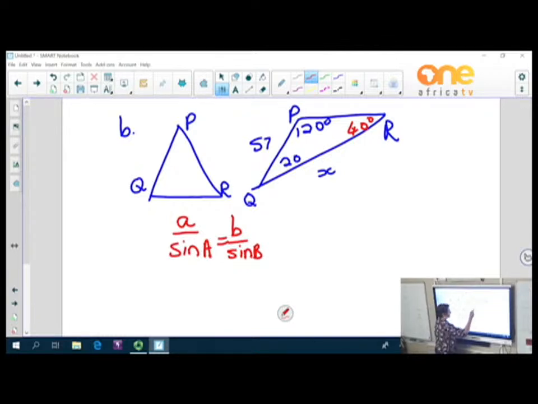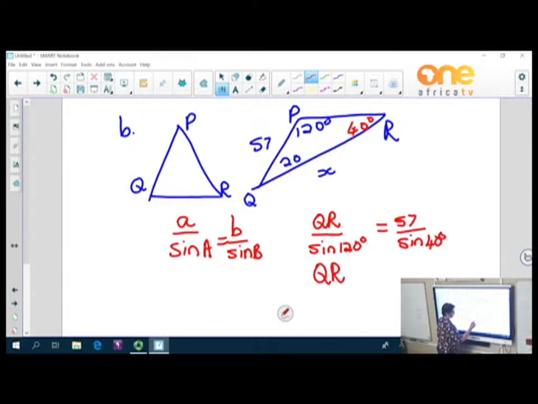So we want to calculate X or QR, and we put that one in the left-hand top. So this is now QR over sine 120 degrees is equal to 57 over sine 40 degrees. And again, to get QR now, I will multiply here, and I will also multiply on the right-hand side, 57 times sine 120 degrees, divide by sine 40 degrees.